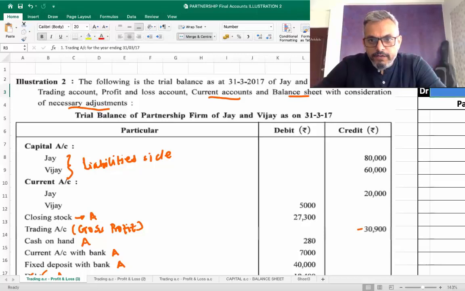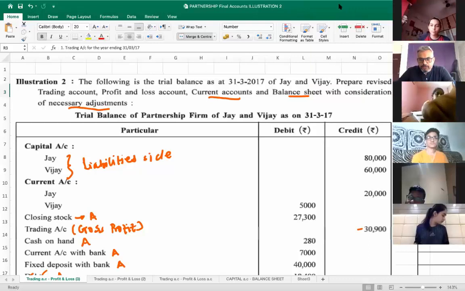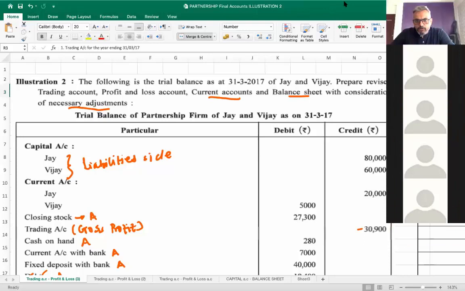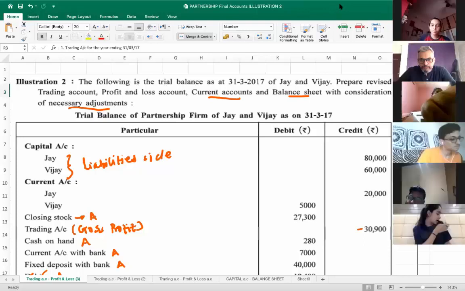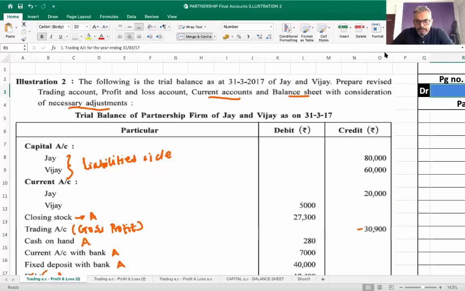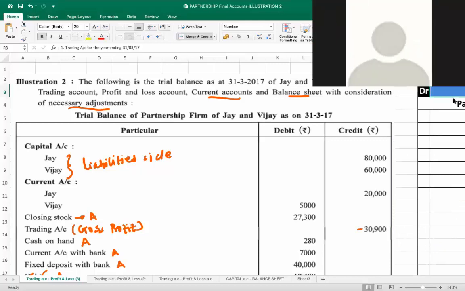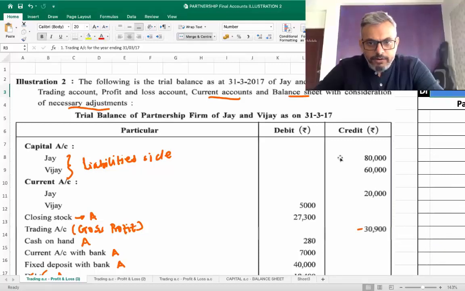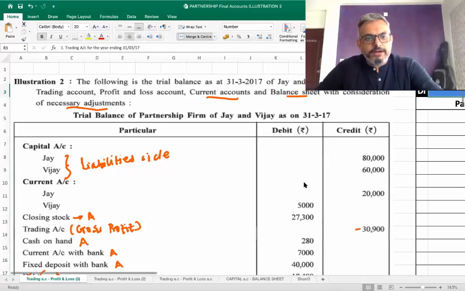Now, what is the profit sharing ratio? Is it given? If it is not given, then what will be the profit sharing ratio? It will be 1:1. It will be equal, 1:1. Okay, so let's start now.